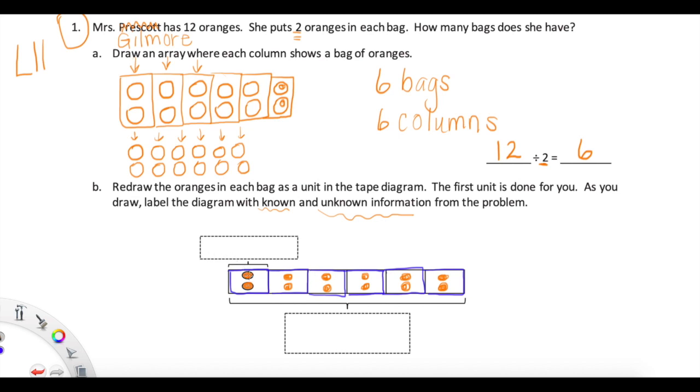Let's fill in what we see here in the first box. Here in the first box, we are showing 2 oranges. And our entire tape diagram, let's document what we see. Well, our entire tape diagram is showing 12 oranges. And the 12 oranges are divided evenly across a mystery or unknown amount of bags. You are all so clever, and you were able to find with me that indeed Mrs. Gilmore is going to need 6 bags.